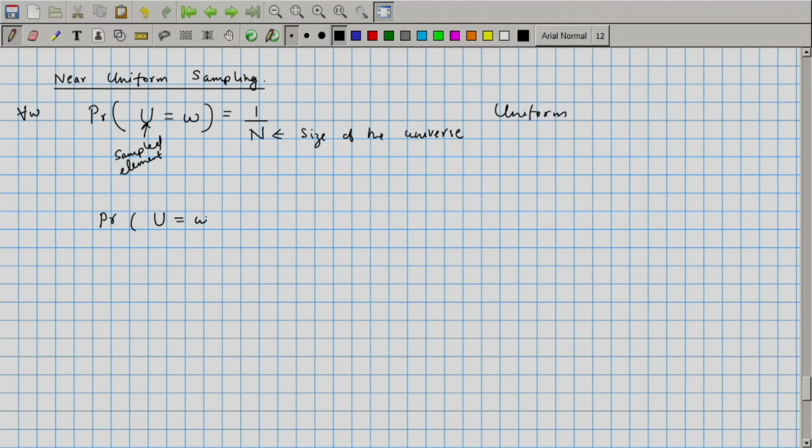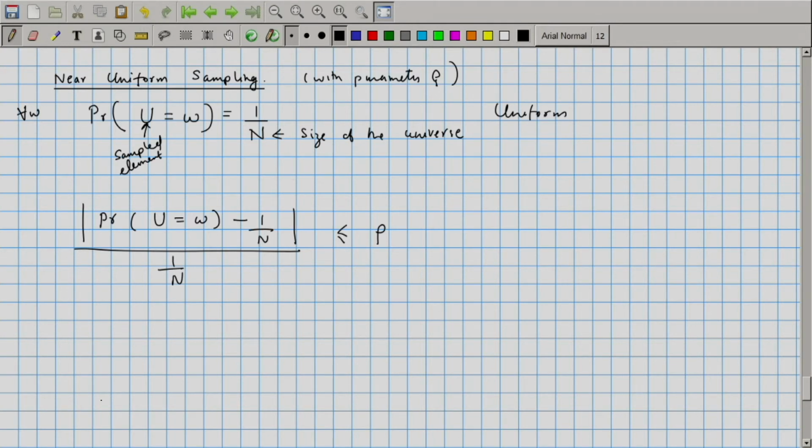So, this minus 1 by n, its absolute value divided by 1 over n, should be less than, let us say, rho. So, we will call that near uniform sampling with parameter rho. Okay. If rho is 0, that means we have uniform sampling. So, what we will show later on is that near uniform sampling will also suffice.